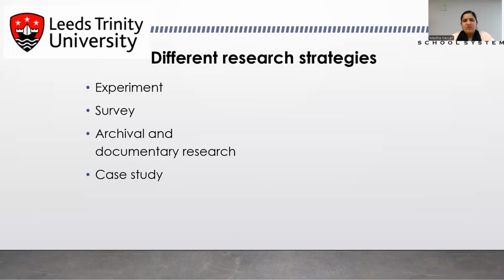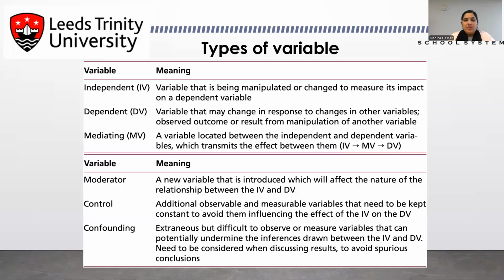Then there are different research strategies. You can do experiments, surveys, archival and documentary research, or case studies. There are many more types of research strategies going on at the moment. Then what are the types of variables used in research? They can be independent variables, dependent variables, or mediating variables.